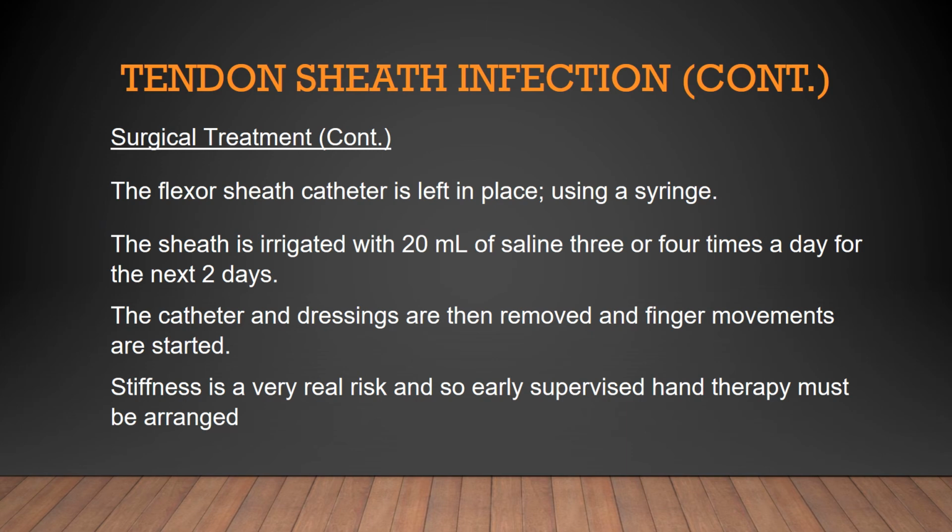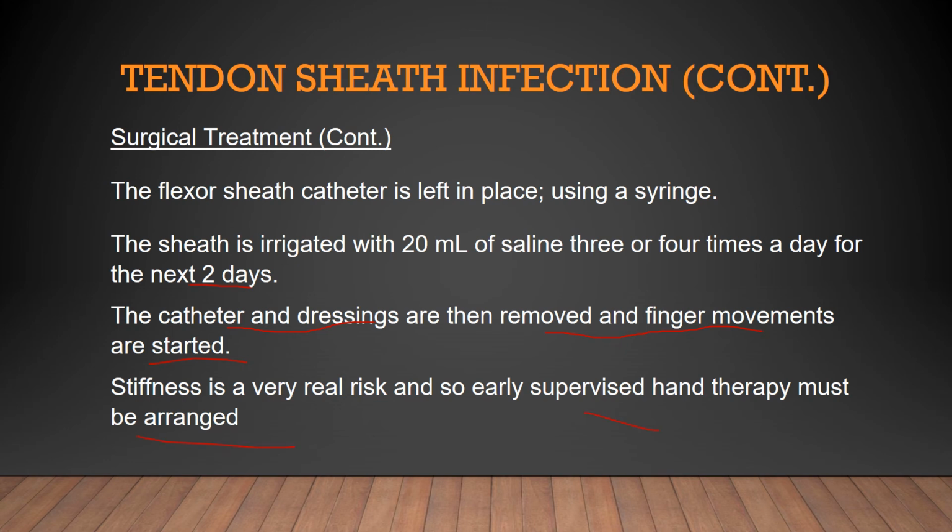Then the flexor sheath catheter will be left in place using a syringe, and the sheath would then be irrigated with 20 ml of saline 3 or 4 times a day for the next 2 days. The catheter and dressings would then be removed and finger movements are started. Finger movements are important because if not, the patient would experience stiffness, and that would be a very real risk. So early supervised hand therapy must be arranged.